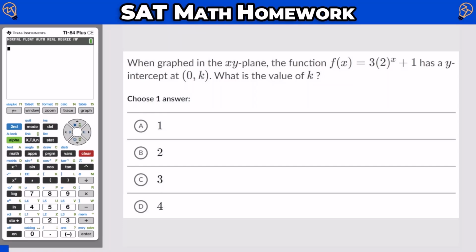The concept of a y-intercept is that when x is 0, y is a specific value. So we want to find that y-intercept. So let's go ahead and make x 0 in the function. So we have 3 times 2 to the 0 plus 1. And they're saying that the output, so f of x, is k.